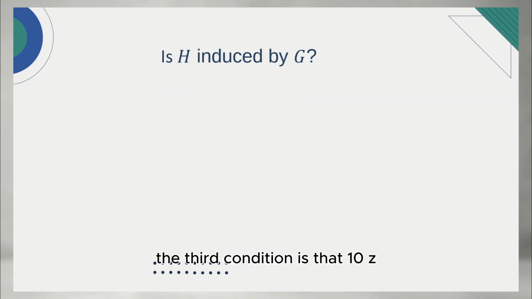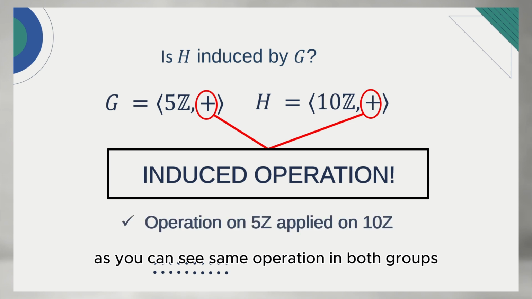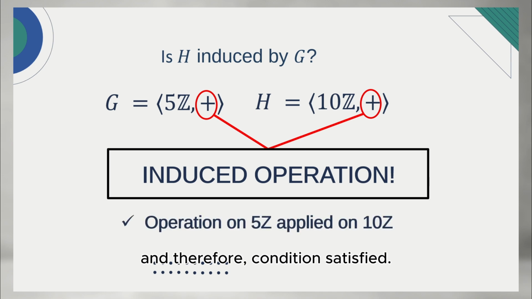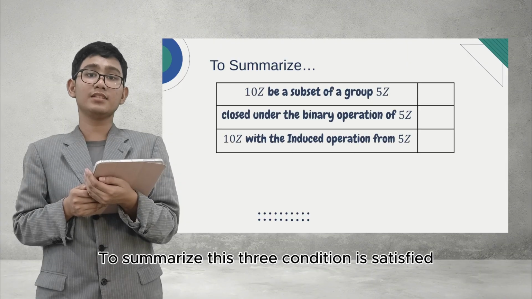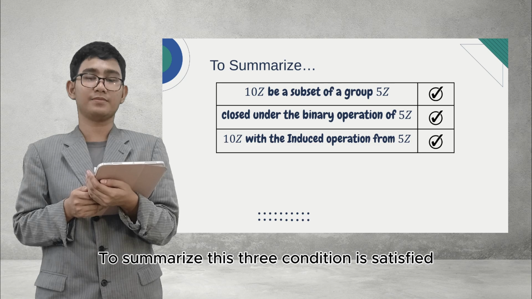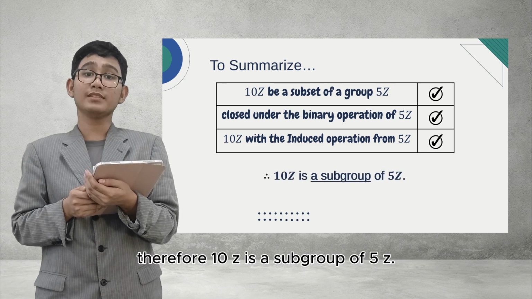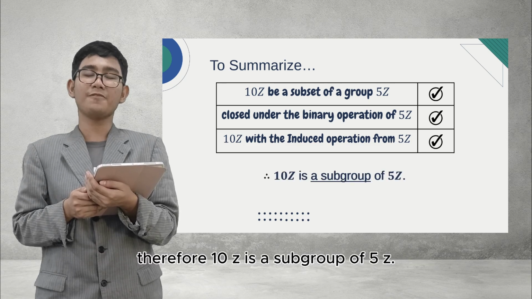The third condition is that 10Z must have the induced operation from 5Z. As you can see, it is the same operation in both groups, and therefore, the condition is satisfied. To summarize, these three conditions are satisfied. Therefore, 10Z is a subgroup of 5Z.